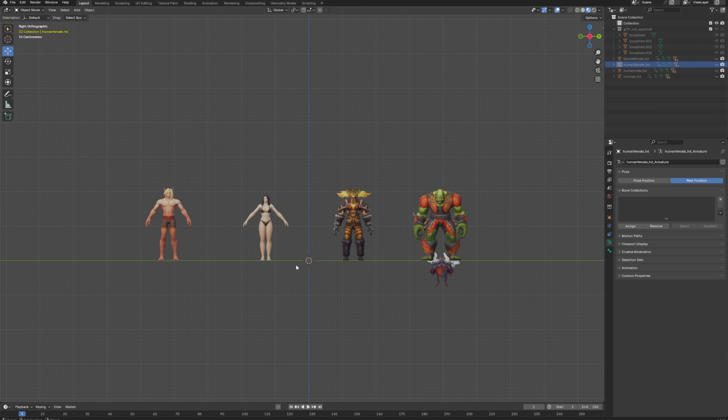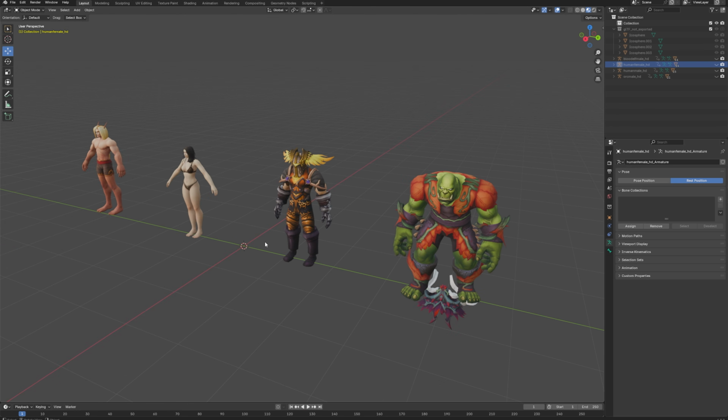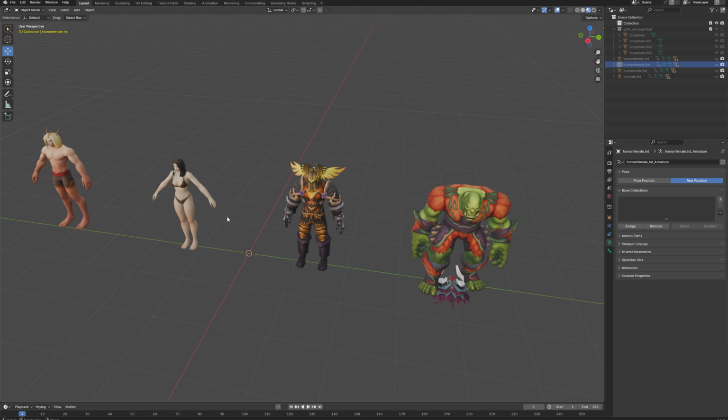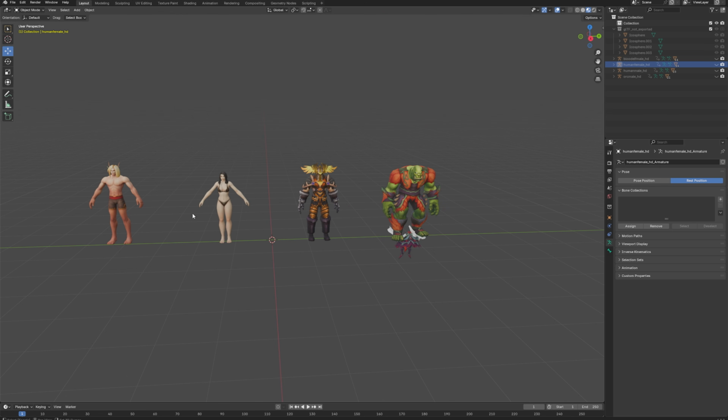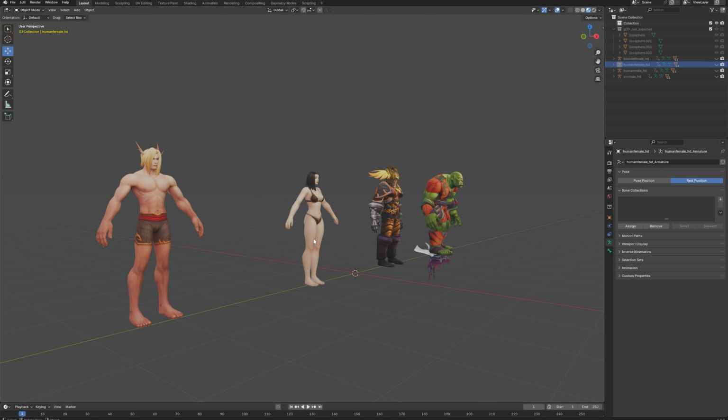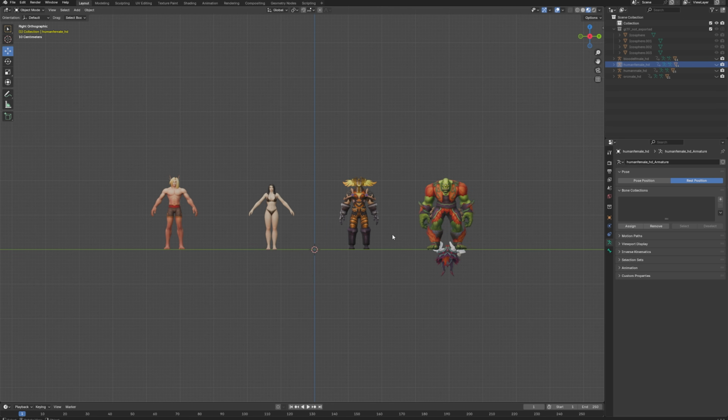Now, one thing you can see right off the bat is the very different silhouette of all the characters. You got the male, the female. The blood elf is different. The orc is really different from everything else. If you want to see the other playable characters, just let me know and I'll add those to the other video. But yeah, you can see that silhouette-wise, they're very different.